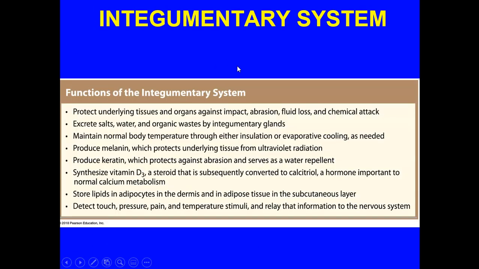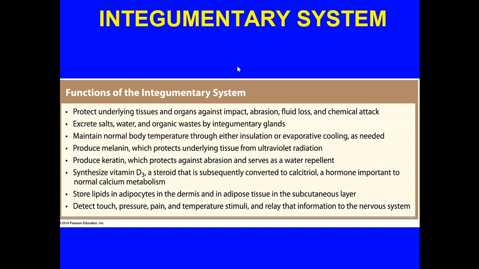The functions of the integumentary system: basically to protect underlying tissues and organs against impact, abrasion, fluid loss, and chemical attack. There is excretion of salts, water, and organic waste by the integumentary glands. They maintain body temperature through either insulation or evaporative cooling as needed. You also have the production of melanin, which protects the underlying tissue from ultraviolet radiation. The layers also produce keratin, which protects against abrasion and serves as a water repellent.